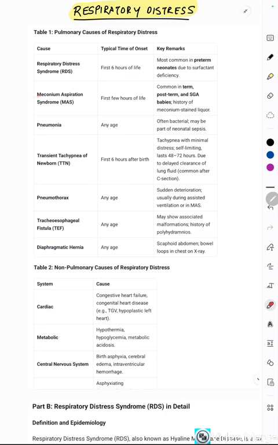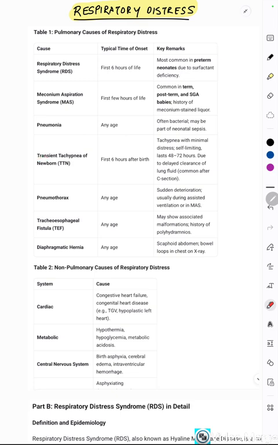Otherwise, there is meconium aspiration syndrome, which is found in the first few hours of life. It is most common in postterm infants or small for gestational age babies, and there is always a history of meconium stained liquor. Apart from that, neonatal pulmonary alveolar proteinosis, where there is a history of siblings being affected. Pneumonia is seen at any age, and it is often bacterial and may be part of neonatal sepsis.